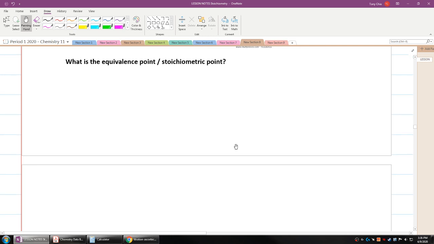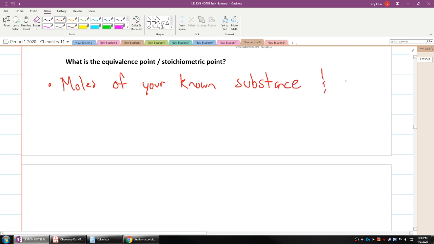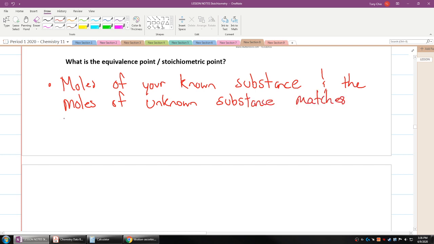So what is the equivalence point? The equivalence point is where the moles of your known substance and the moles of the unknown substance match their mole ratio.